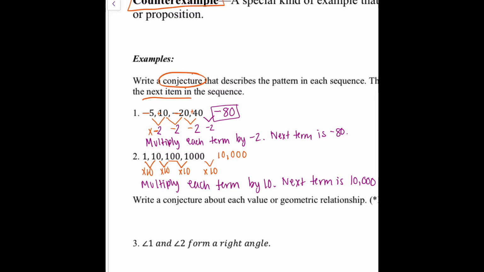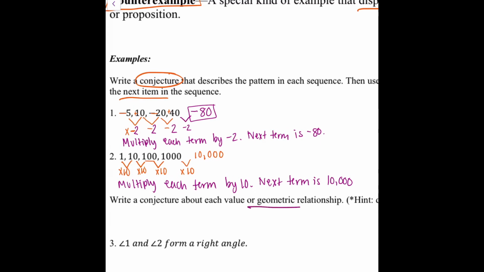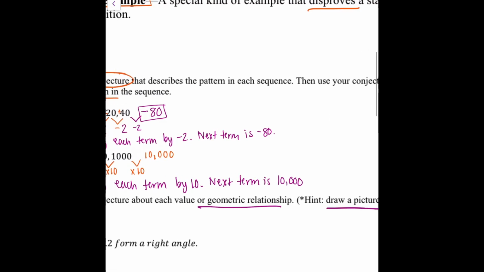All right, so that was a conjecture based on patterns, just numbers there. But now let's go ahead and jump into more of the geometry situation here. So write a conjecture about each value or geometric relationship. Okay, hint, draw a picture. So it's going to be very helpful that we draw a picture because in geometry, a lot of it is very visual.